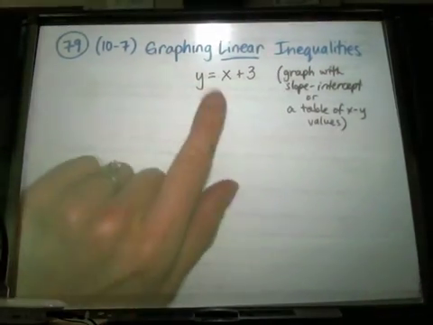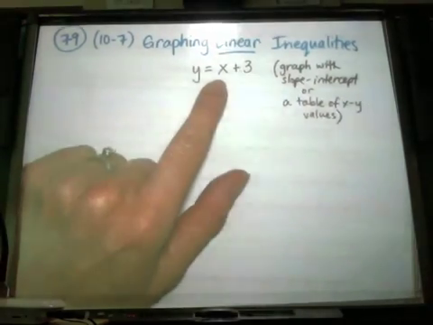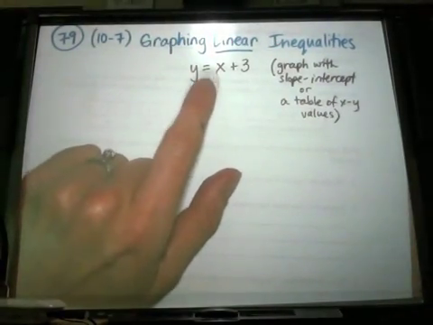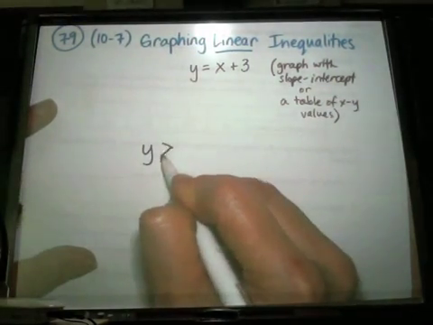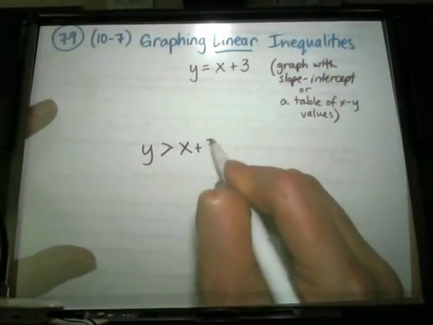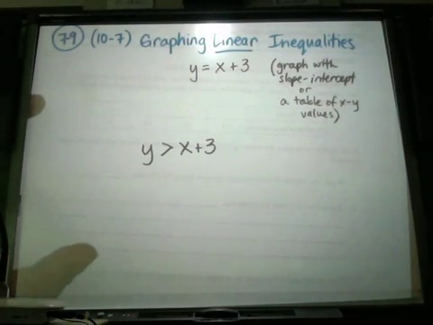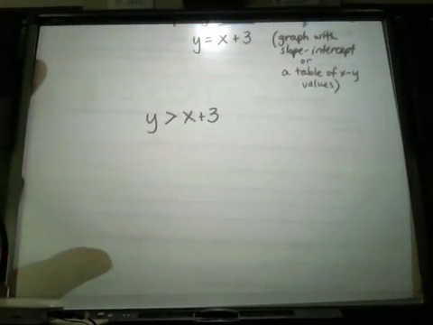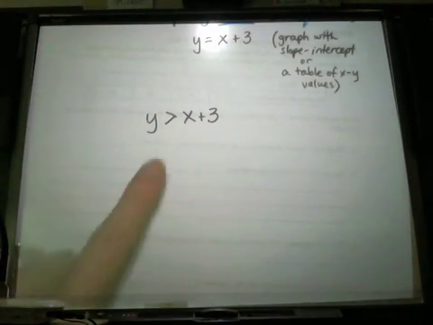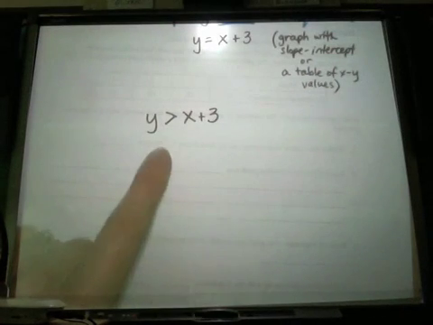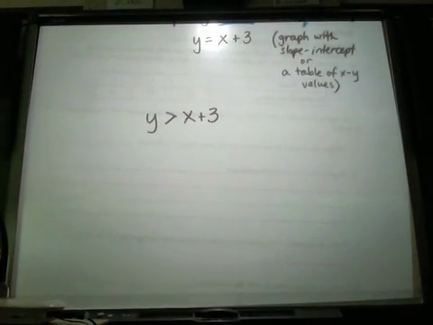So here's what we're doing. This was an equation. We've spent time on that. Now we're going to say, okay, what if it's not an equal sign, but what if it is an inequality sign? So instead of y equals x plus 3, what if it was y is greater than, or less than, or greater than or equal to, or less than or equal to? I'll show you all the differences for the greater than or equal to, less than or equal to signs. But first we'll just start with this one.